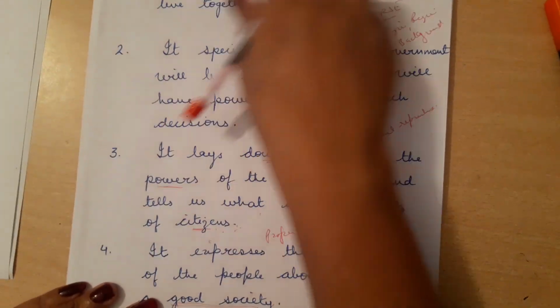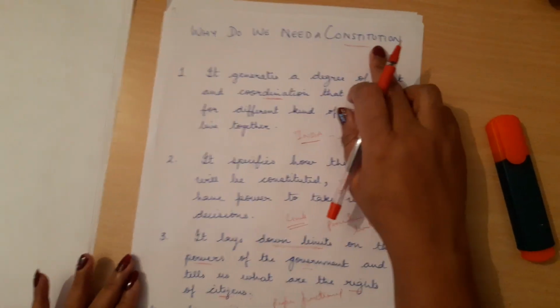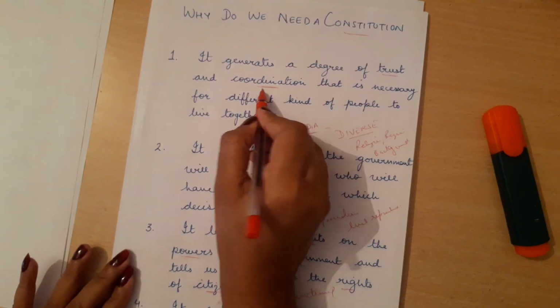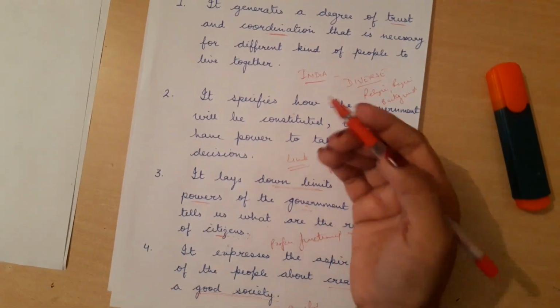Okay, so this is a simpler way, a very simple manner. We have seen this in 4 parts, where the constitution is very important, where it gives a coordination, a background, a base for coordination. Then a trust is made between the government and the people.